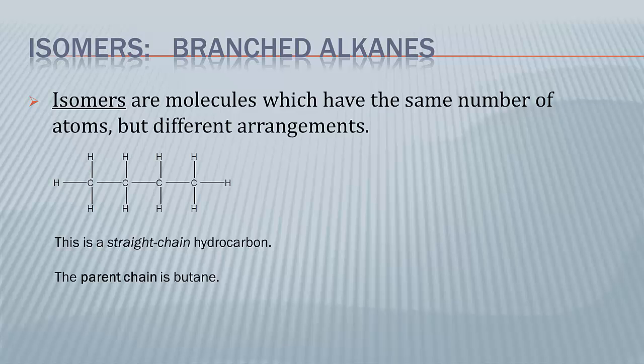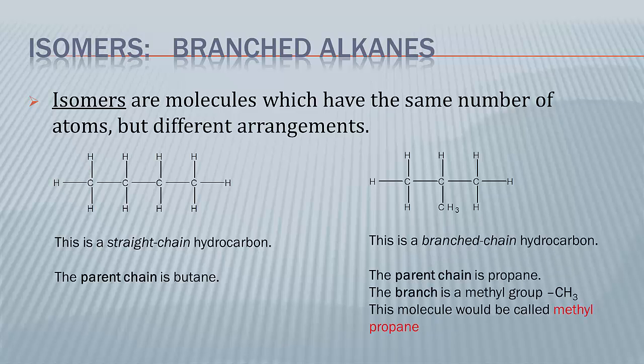But there is another way that we can draw 4 carbons and 10 hydrogens. And this is it. We can put 3 carbons in a line and 1 carbon hanging off the middle one. This carbon forms a branch. So this is a branch chain alkane. The parent chain in this molecule is 3 carbons long, so it's called propane. The branch is 1 carbon, so it's a methyl group, CH3. This molecule would be called methylpropane.